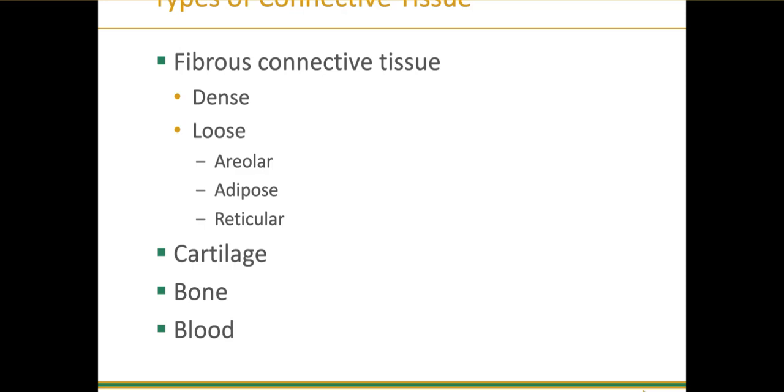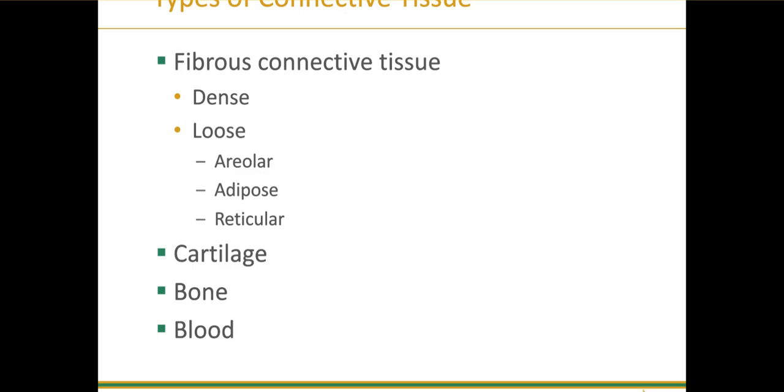Then reticular loose connective tissue consists of a network of reticular fibers and cells, and it forms the framework of the spleen, the lymph nodes, and the bone marrow. Dense connective tissue includes tendons and ligaments. Tendons attach muscle to bone, and ligaments attach bone to bone.